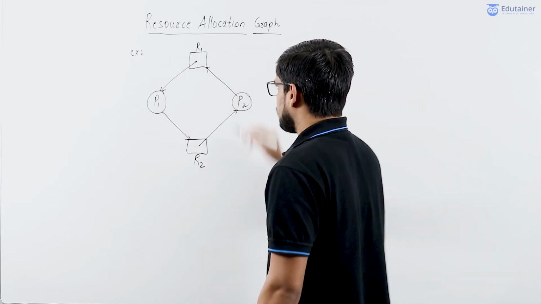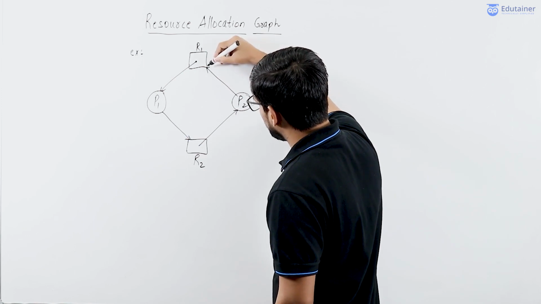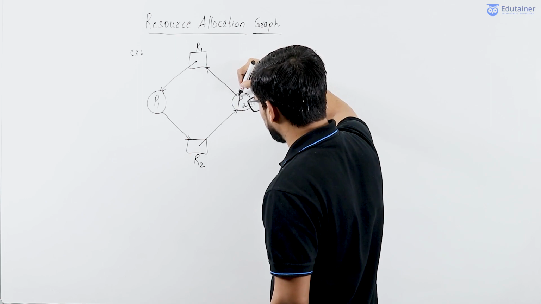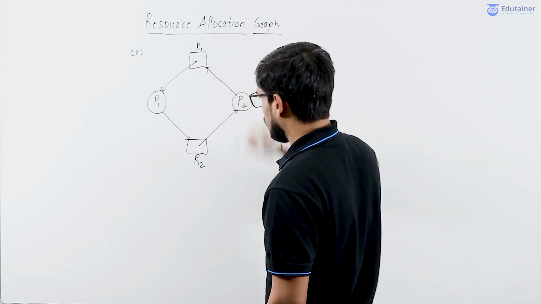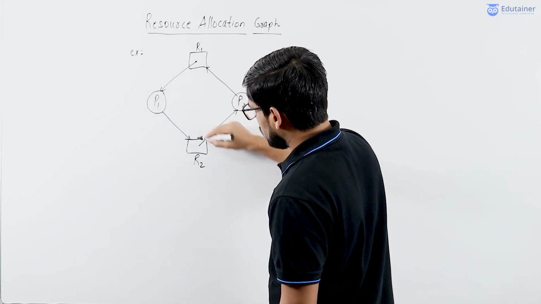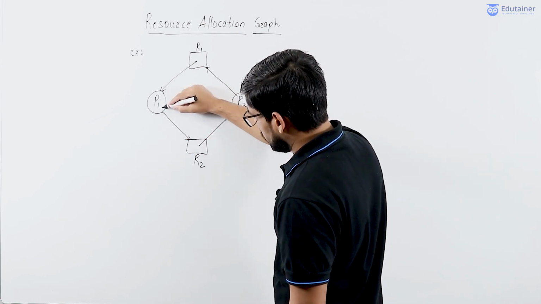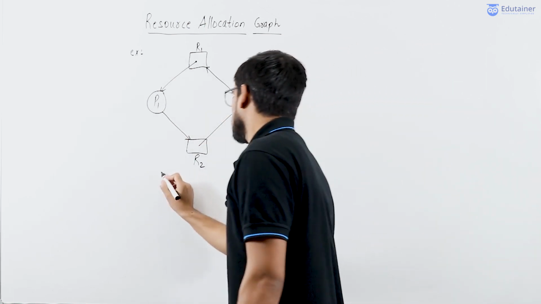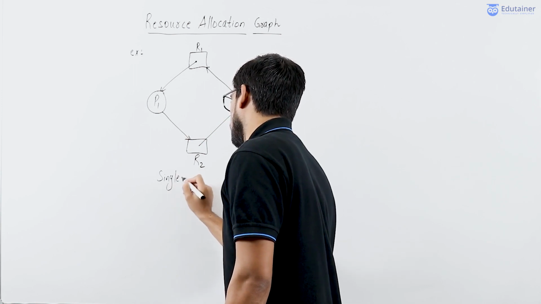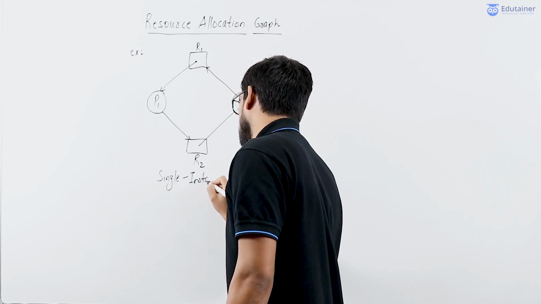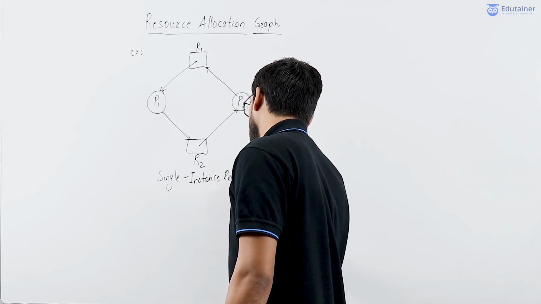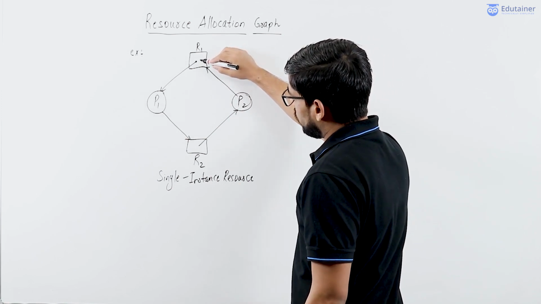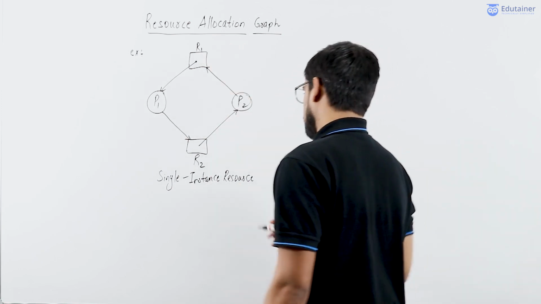Now coming to the request edge, process P2 is requesting R1, because the direction of the edge is from process P2 to R1. Similarly, process P1 is requesting R2, because here the direction is from P1 to R2. And this is a single instance resource graph, because only one instance of R1 and R2 is present in this graph.